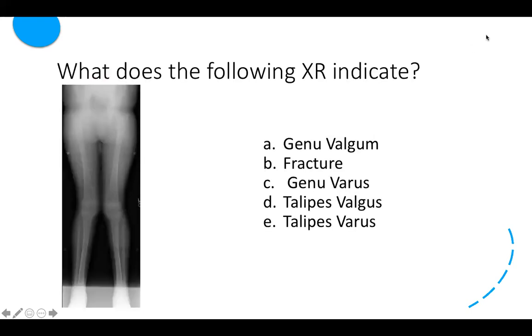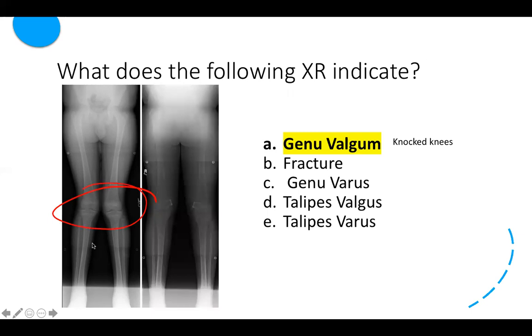So I've got a question now for you guys. What does this X-ray indicate? Just pop down the letter of the answer you think is correct. Okay, perfect. So we're getting the correct answer. The answer is A. So as you can see highlighted here, this is a deformity which we refer to as genu valgum. More easily, you can refer to them as knock knees.